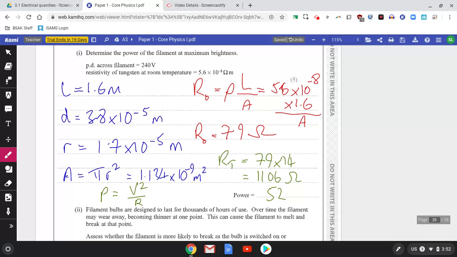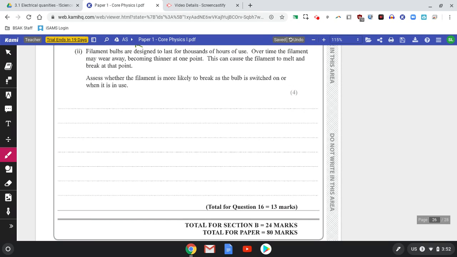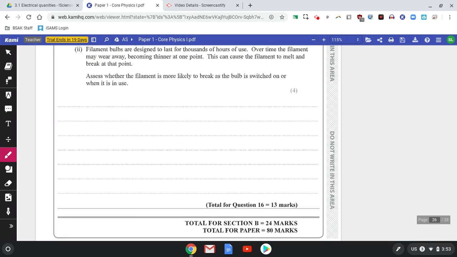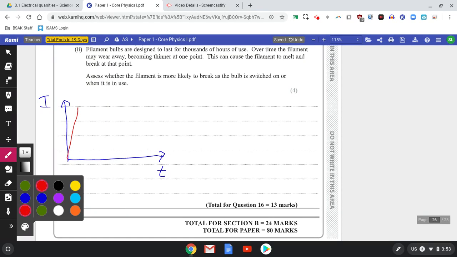Filament bulbs are designed to last thousands of hours of use, but they do blow, don't they? I don't know if you remember filament bulbs, but they're famous for blowing when? When do they suddenly stop working? Well, hopefully you remember that they always seem to blow when you first switch them on. I've shown you this as a demonstration with a data logger, haven't I? If you were to plot current against time for a filament bulb, what do you see? You see that big current spike at the start, don't you? And then it drops down to its normal working current.